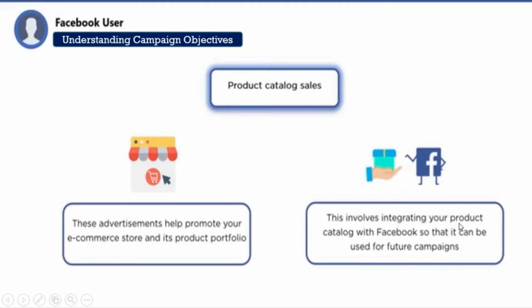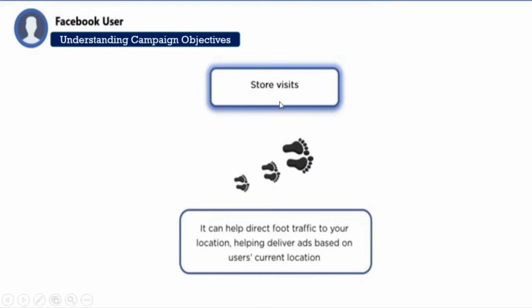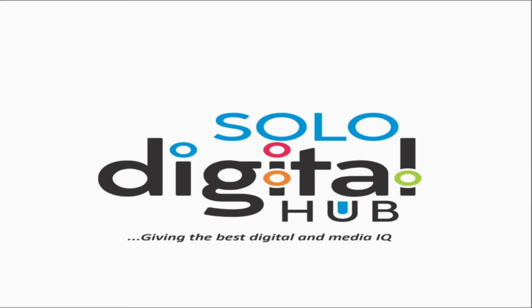Next one, this involves integrating your product catalog with Facebook so that it can be used for future campaigns. So you integrate your product catalog with Facebook and you can proceed from there. Store visit. Under conversion, it can help direct foot traffic to your location, helping deliver ads based on the user's current location. So that is store visit. Note that these are conversion. You want the people to actually get your product or request your service. We have the conversion, the product catalog sales, and the store visit.